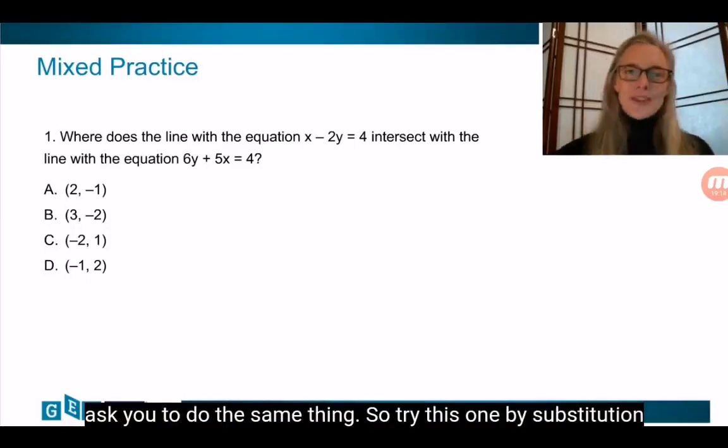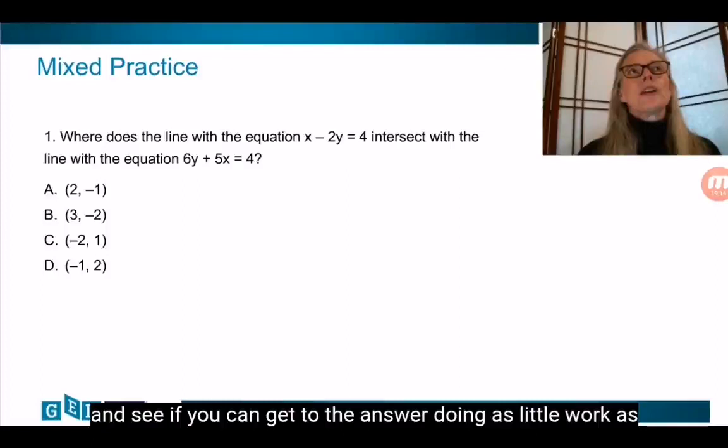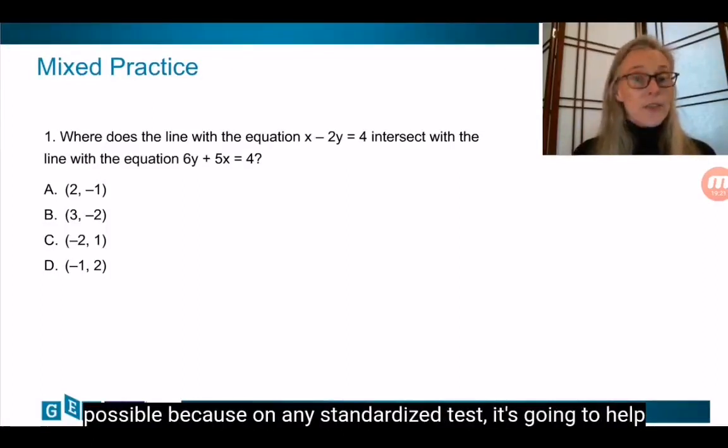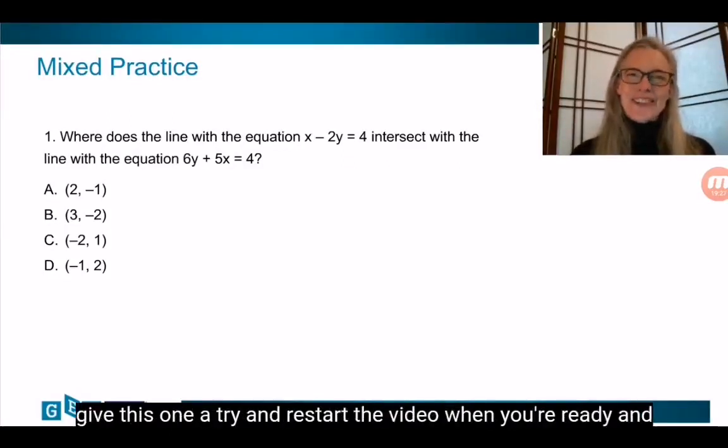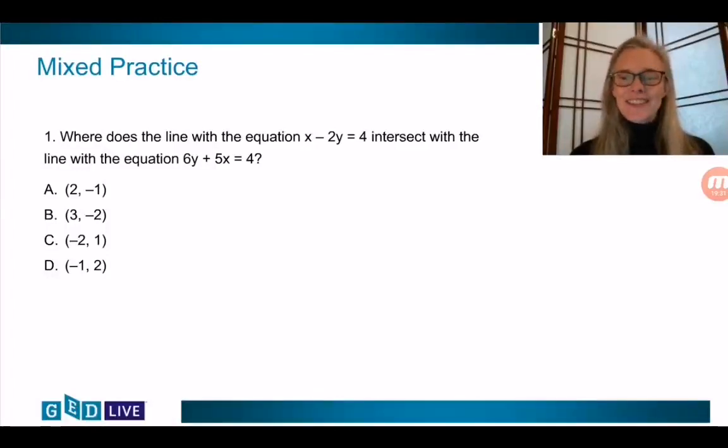So try this one by substitution and see if you can get to the answer doing as little work as possible, because on any standardized test, it's going to help you to see if you can minimize the work that you're doing. So give this one a try, and restart the video when you're ready, and we'll review it together.